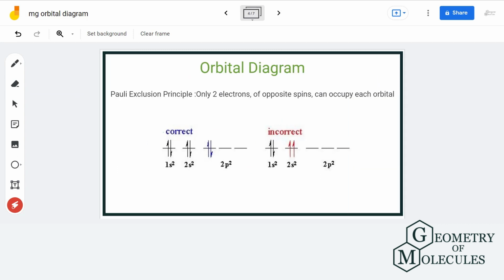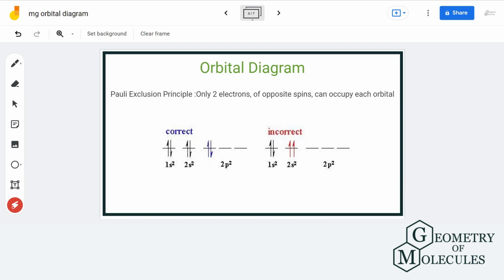The third and last rule is Pauli's exclusion principle that states the arrangement of two electrons in any orbital. It states that there can be maximum of two electrons in an orbital and that two should have opposite spin. No two electrons with same spin can occupy a single orbital as shown here. That is incorrect.